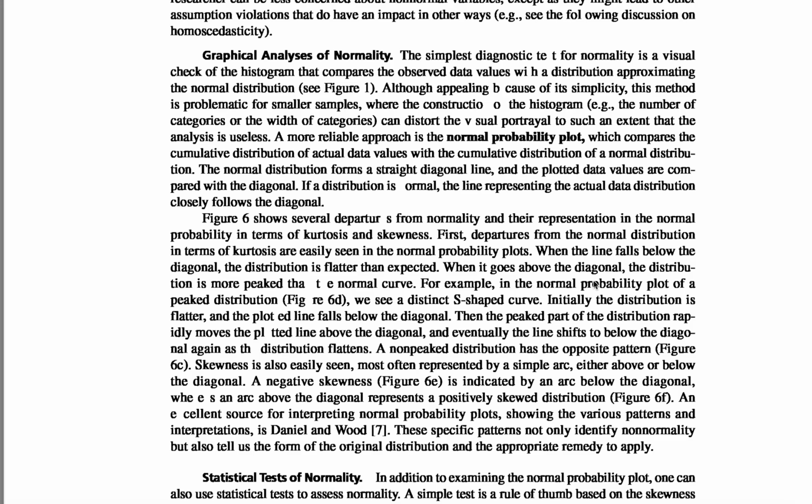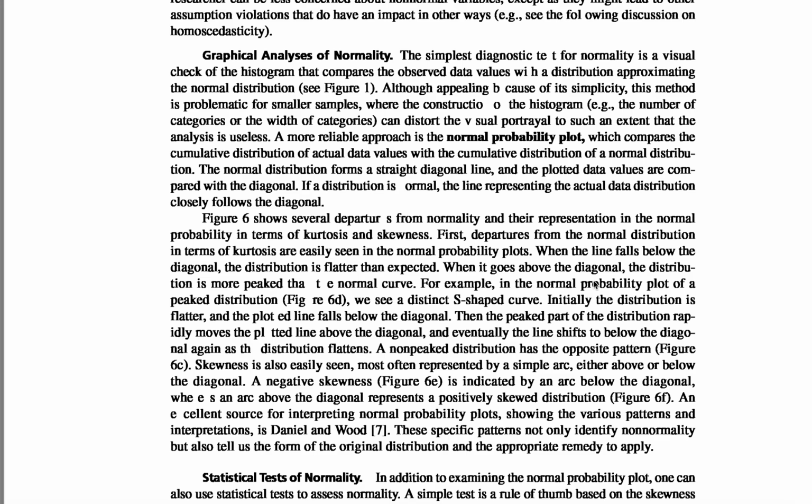A more reliable approach is the normal probability plot, which compares the cumulative distribution of the actual data values with the cumulative distribution of the normal distribution. The normal distribution forms a straight diagonal line, and the plotted data values are compared with the diagonal. If the distribution is normal, the line representing the actual data distribution closely follows the diagonal. Figure 6 shows several departures from normality and their representation in the normal probability plot in terms of kurtosis and skewness.